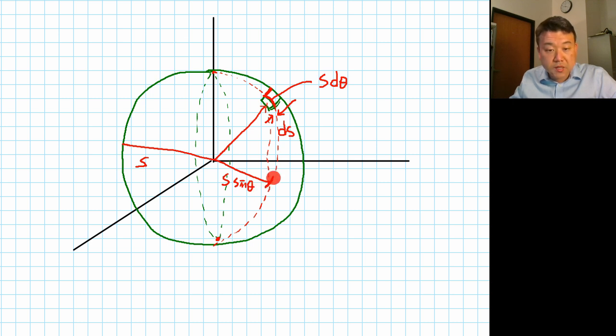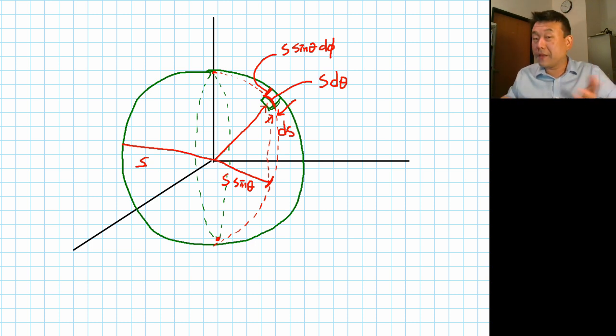So this projection here would be s sine theta times the small change in the angle phi, d phi. So with all of that, this side here is s sine theta d phi. This is a quick overview of the spherical coordinate system. You are not expected to know this for this class. You will be learning it in your multivariable calculus.